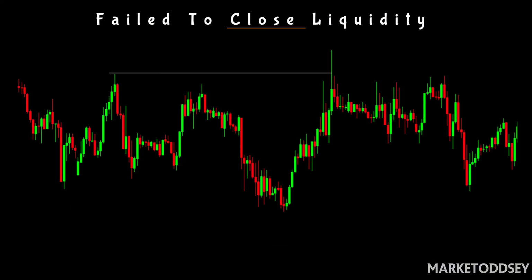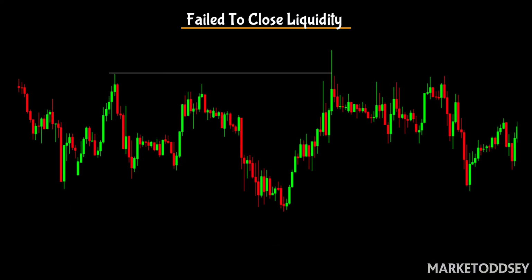Let's move on to another important concept, the failed close. A failed close occurs when the price temporarily wicks through a level but fails to sustain that movement and close beyond it. That's what you see on the candle. It's a trap laid for traders who jumped in too early, hoping for a breakout. Instead, the market uses that wick to trigger stop losses before quickly reversing course.